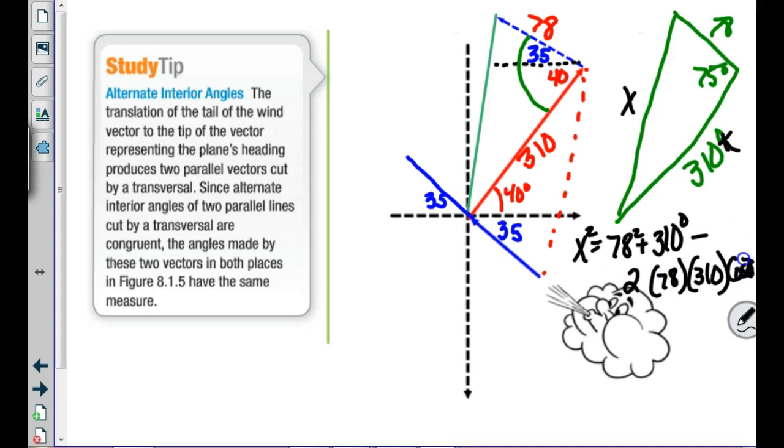Okay, there's supposed to be a 78 back here. All right, typing, guys. Okay, remember law of cosines. 78 squared plus 310 squared minus 2 times 78 times 310 times the cosine of 75 degrees. This is supposed to be the cosine of 75 right here. Our angle is 75. Looks like I wrote 78.